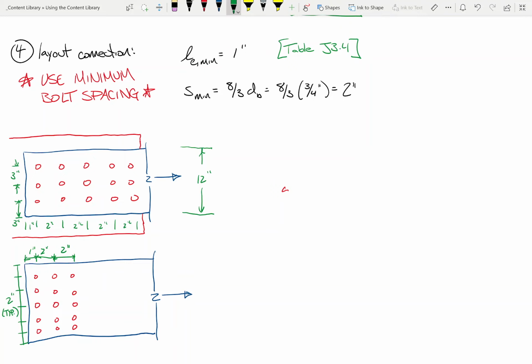So now my question to you is, if you had an option, which one would you pick? Assuming that they both meet bolt bearing. The bottom one. Because the bottom one is going to result in a connection plate that's a lot shorter, right? Like what I'm saying is, what's cheaper?